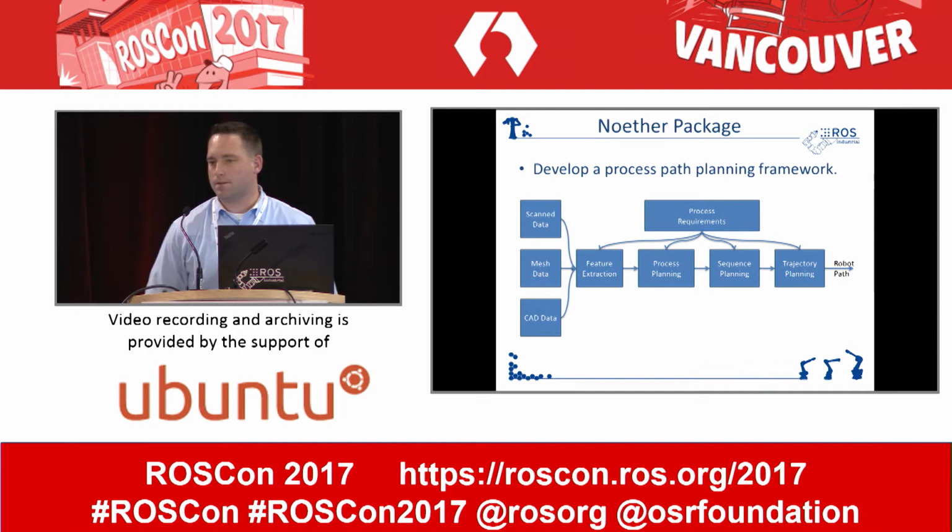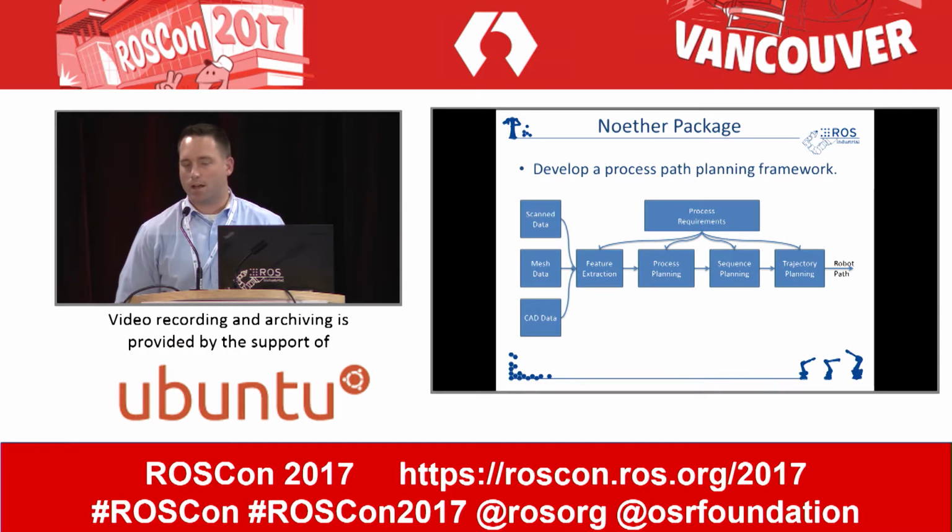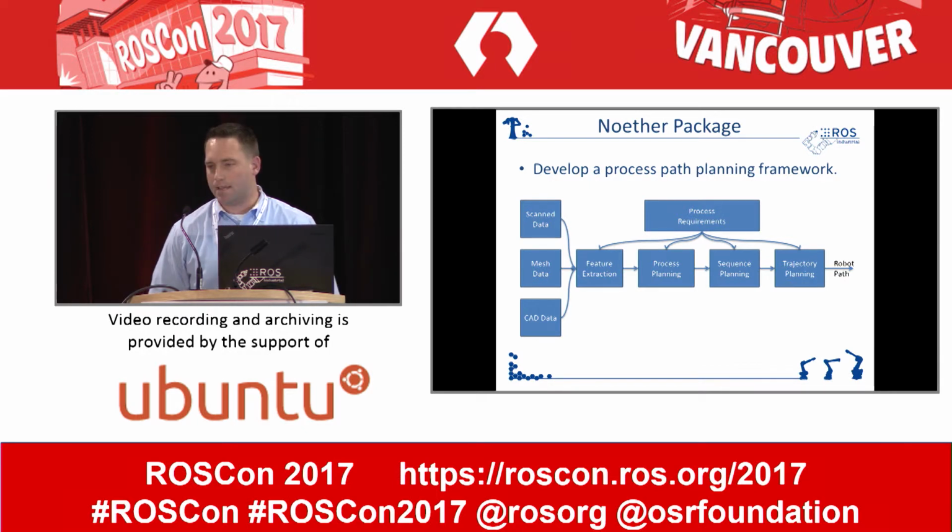So we have found in a lot of industrial applications like painting, material removal, surface preparation, they follow a very similar sequence of steps. They typically have data, whether that be scan data, mesh data, CAD data. You then do some type of feature processing on it. You then need to generate process paths to meet your requirements, and then you need to stitch those together using some type of sequence planner, and then you need to convert that into a robot trajectory.